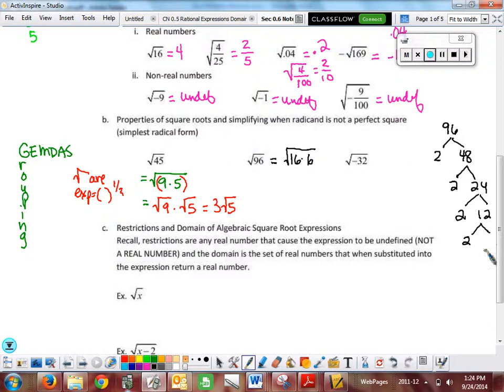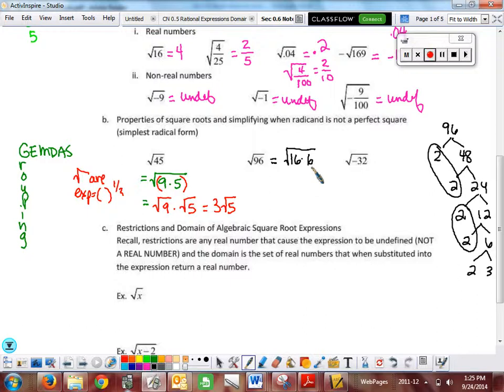See, we just keep going. 2 and 6. Name another prime number. 2 and 3. Are we done? Because now 3 is prime. And then we go, all right, we have 2 times 2, another pair of 2's. That would be 4. 4 times 4 is 16. That's where I'm getting the 16, right? That's my perfect squares, pairs. And then what's left over? 2 and 3, which is my 6, the non-perfect square.